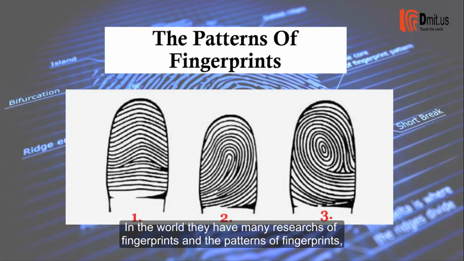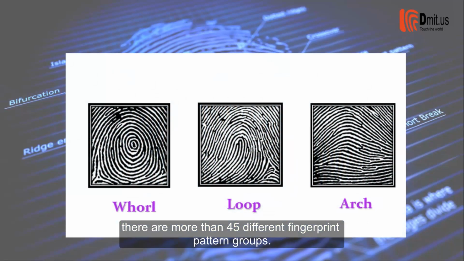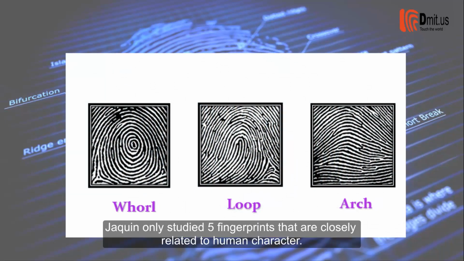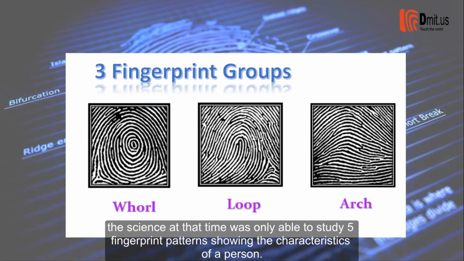In the world, there are many varieties of fingerprints and fingerprint patterns. There are more than 45 different fingerprint pattern groups. However, in 1958, Jacqueline only studied 5 fingerprints that are closely related to human character. Although we have a lot of fingerprints, the science at that time was only able to study 5 fingerprint patterns showing the characteristics of a person.